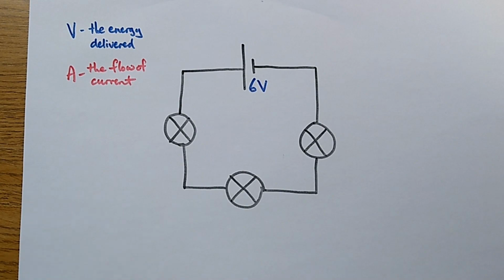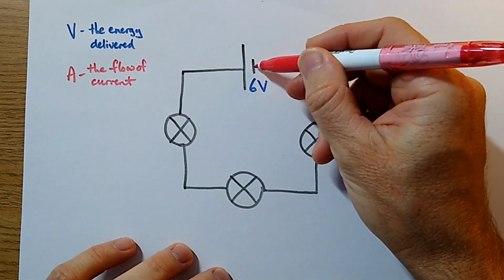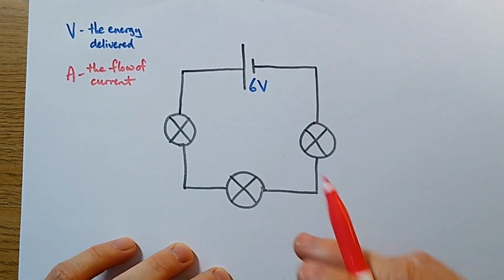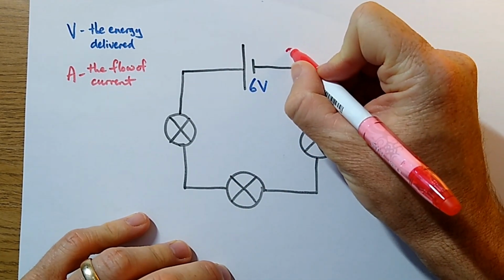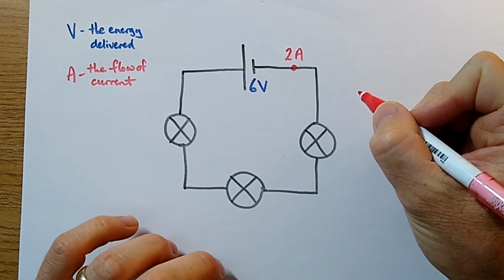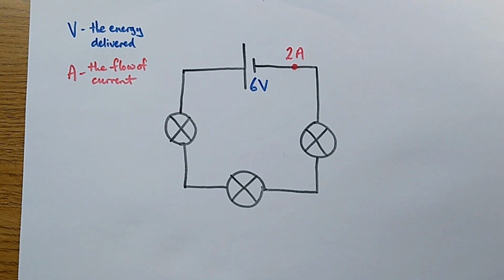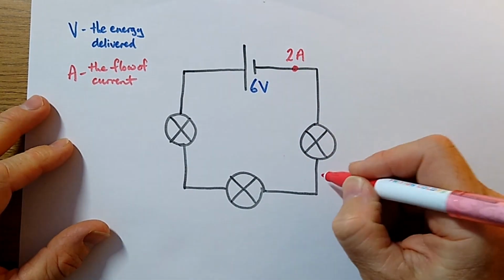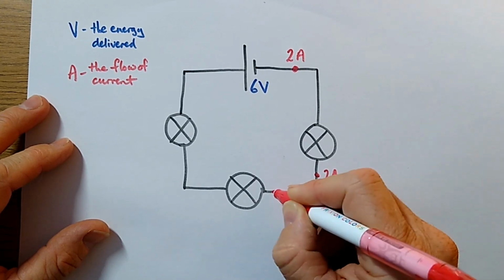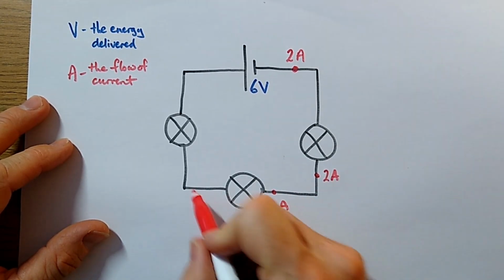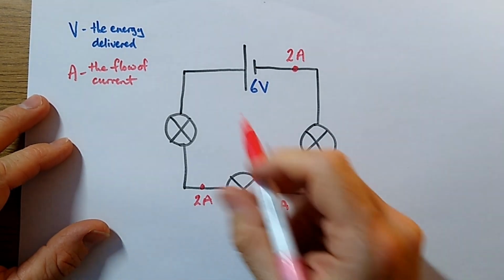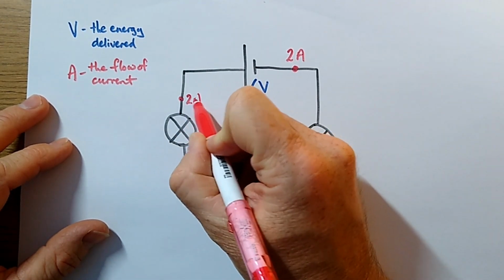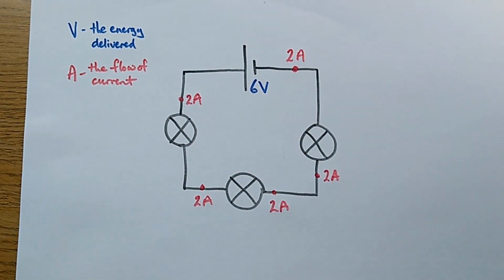So first of all, just to explain a little bit about the current. The current in this circuit here is going to be the same at all places. So at this point here, let's say it is 2 amps. Amps is simply the amount of current that goes through each second. So this will be 2 amps here. This is going to be 2 amps here. At this point, it will be 2 amps. At this point, it will be, hopefully you're thinking, 2 amps. And at this point here, it will also be 2 amps. It's going to be 2 amps all the way around.